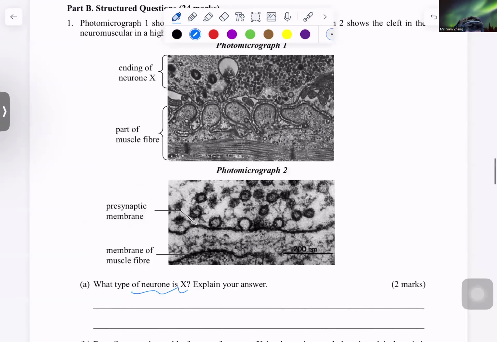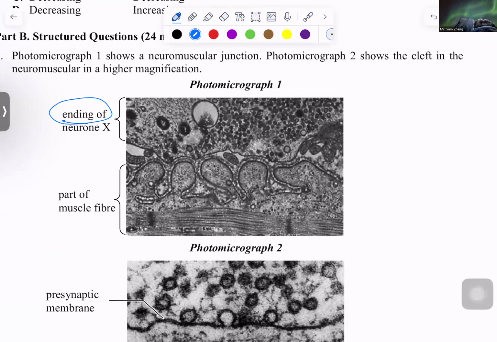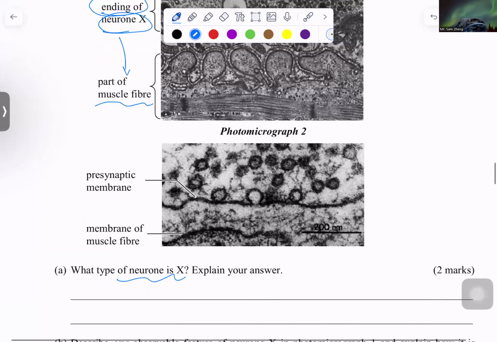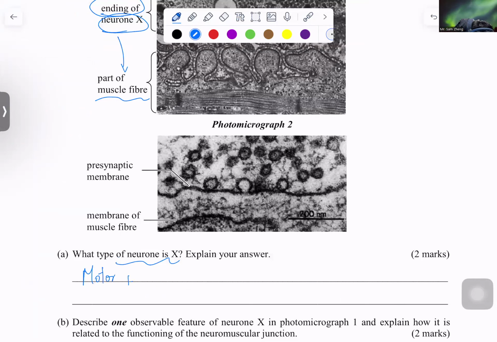In this case, we can see that there is the ending of the neuron X, and it is connected with the muscle fiber. So we can notice that the neuron X, in fact, is a type of motor neuron. Why? Because the muscle fiber is our effector. You can think of the effector as some muscle or different kinds of organ, etc. These would be some examples of effectors. And as it is connected to the effector, it would be the motor neuron rather than the other neurons.